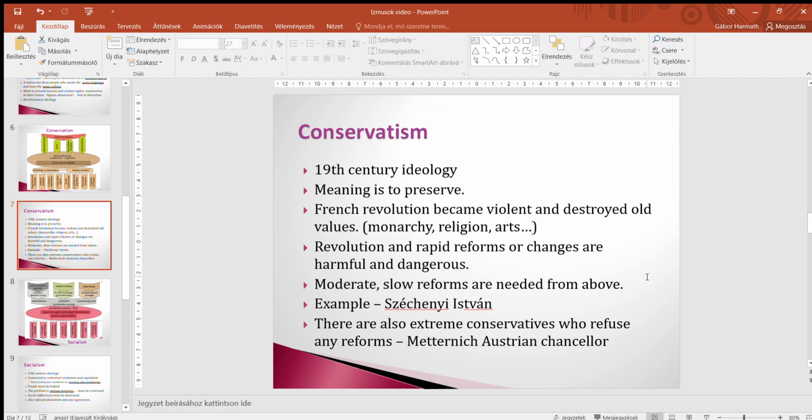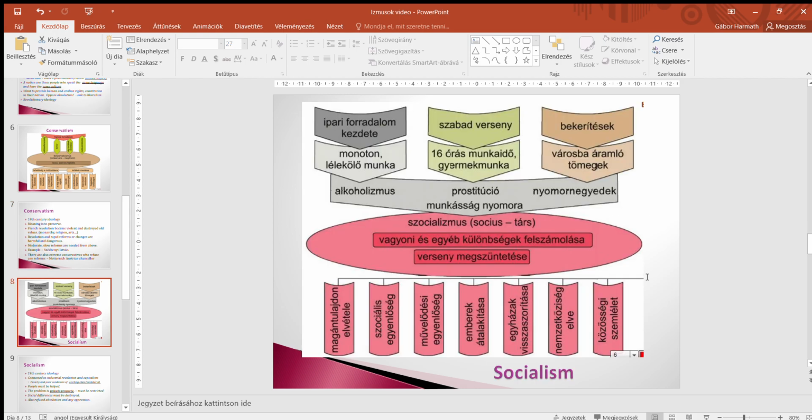There are also extremes as well, like Metternich, Austrian Chancellor. He wanted no reforms at all, wanted to preserve kingdom and monarchy. Let's go on.